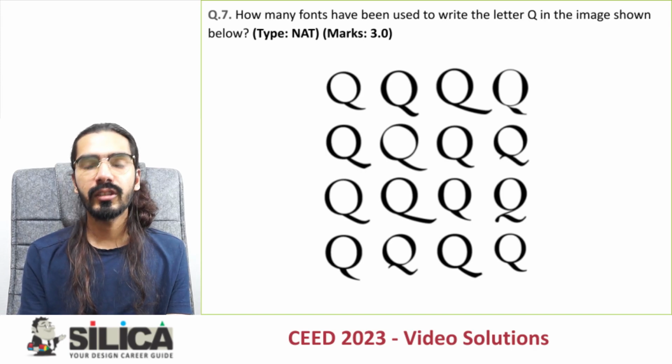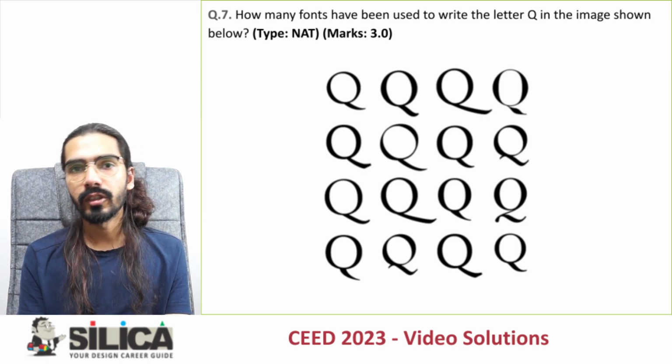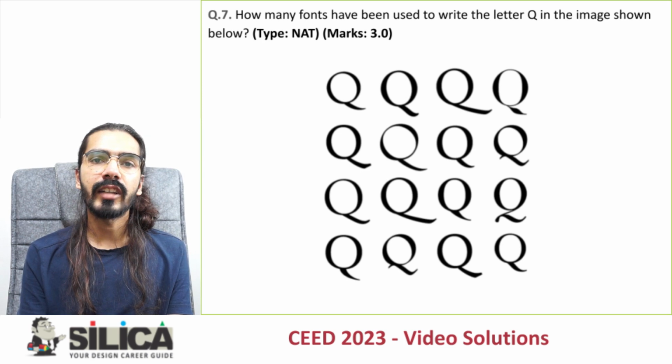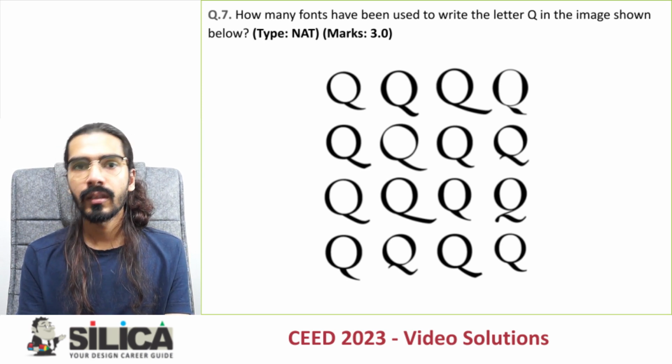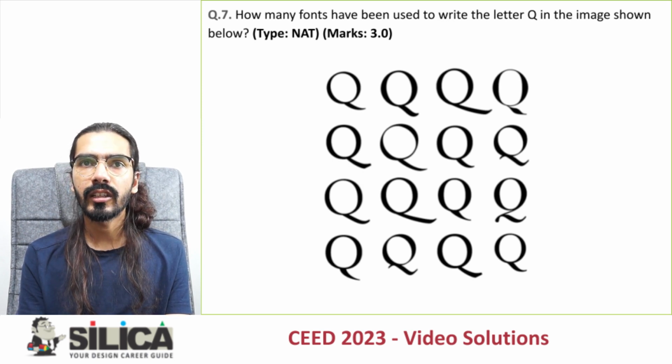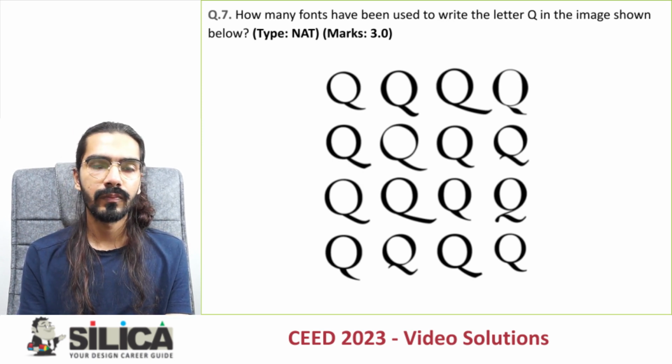Hello students, let's solve question number 7 of CEED 2023. This is a NAT type question, meaning your answer must be in a numerical format. The question is, how many fonts have been used to write the letter Q in the image shown below?